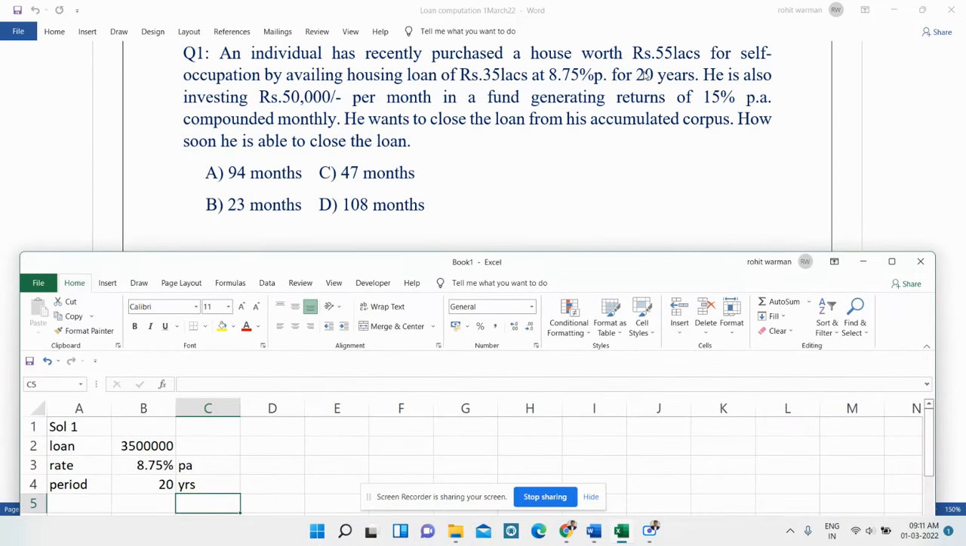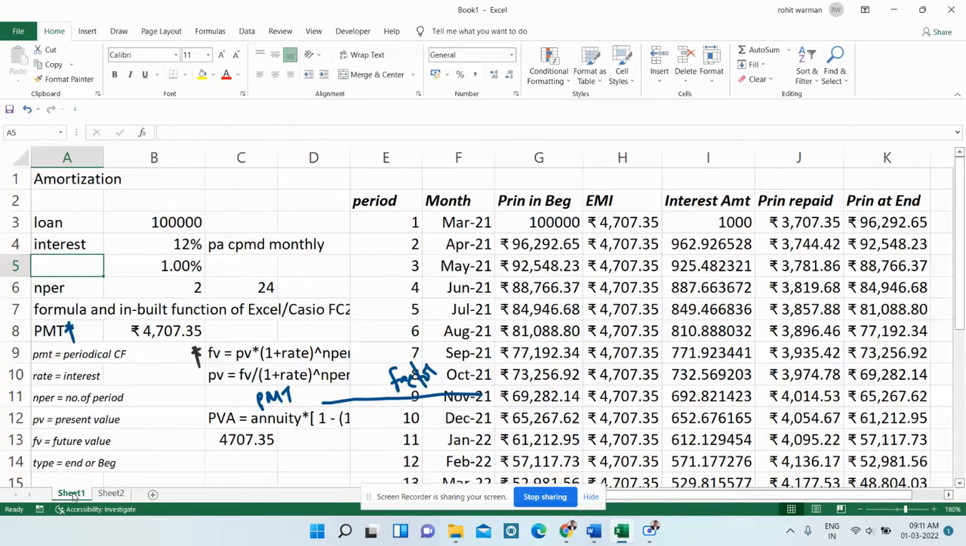If you see, this is a 20-year loan. So 20 into 12 is 240, a 240-month loan. But since he is saving also, if you see options A, B, C, D, then definitely he is going to close the loan. It means his savings will be more than the borrowed amount, or as we have seen just now, his savings will be more than the closing or end balance.